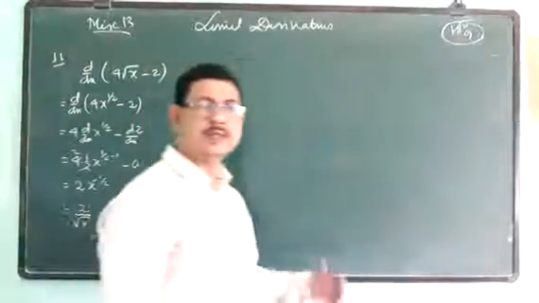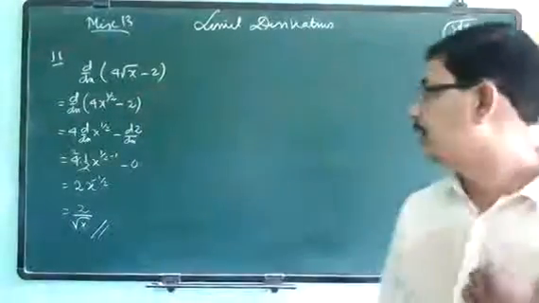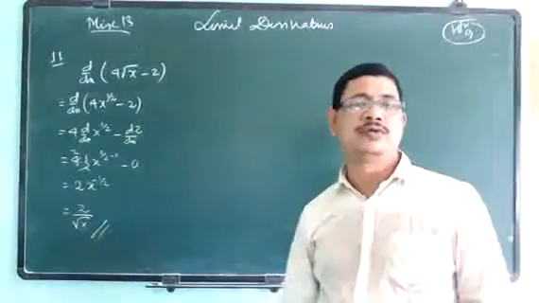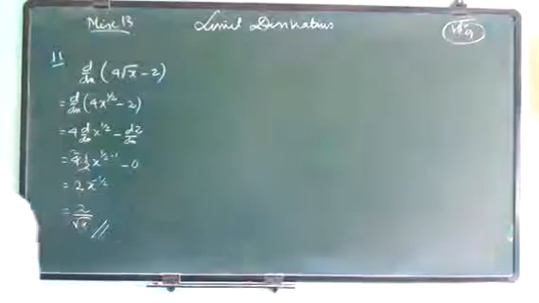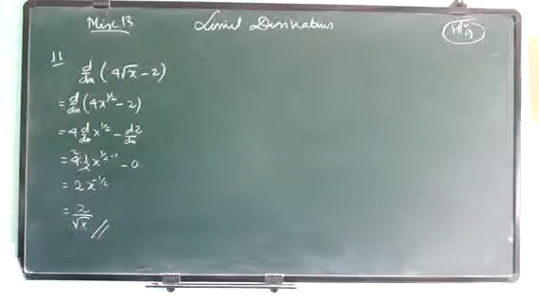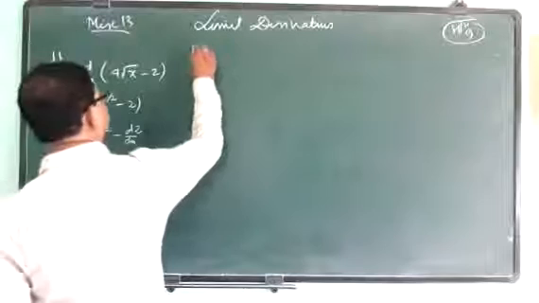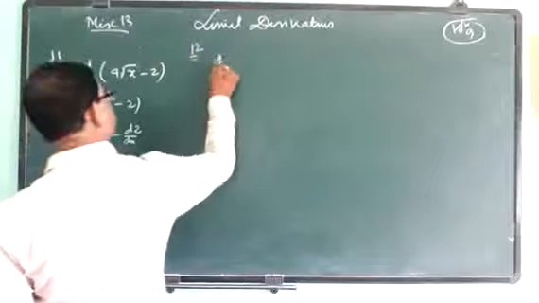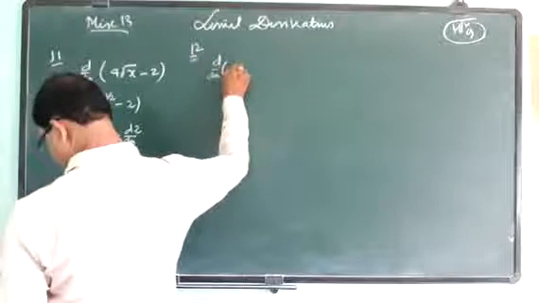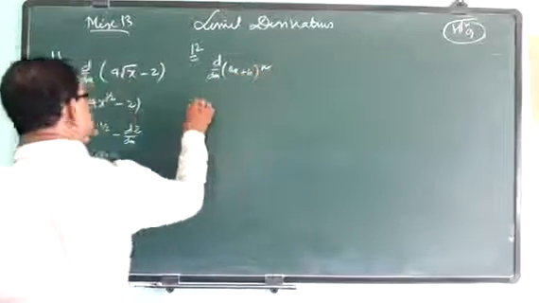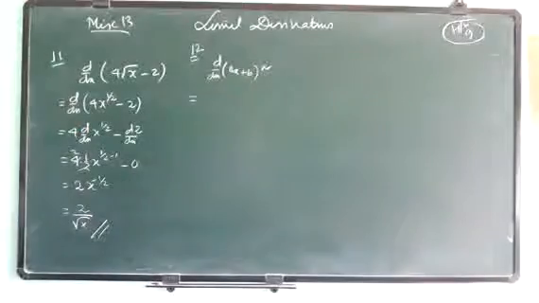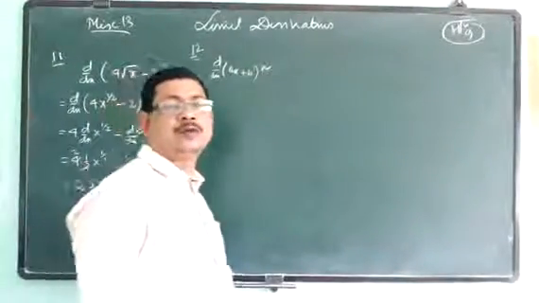And I found that this formula is required randomly. Then you know how to solve this one. So this is our question number 11. Question number 12: d/dx of (ax plus b) whole to the power n. Students, for that you need the help of binomial expansion.